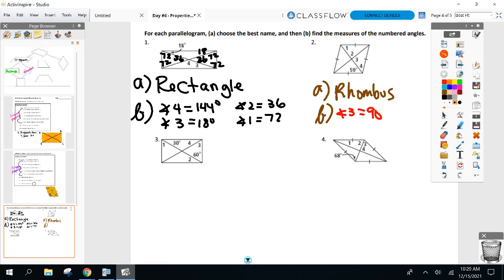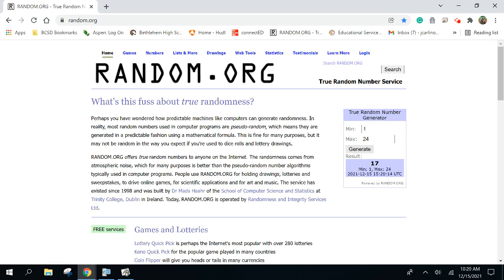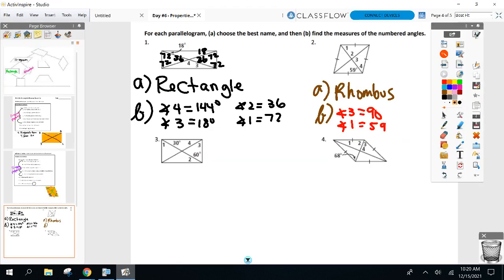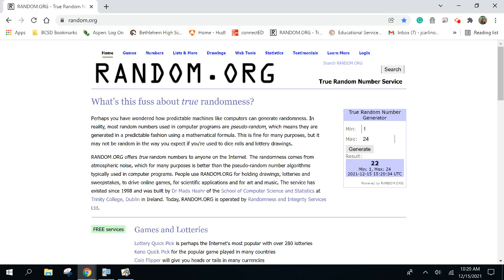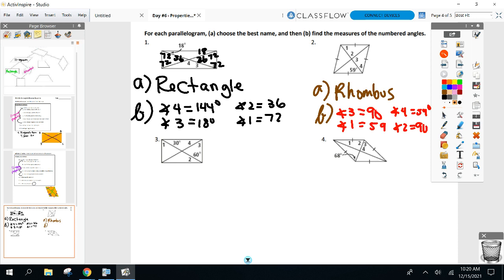Another angle? Angle 1 is 59. It's alternate interior with the 59 I gave you. All right, no issues yet. Another angle? Angle 4 is 59. Hey, that's a property. Diagonals bisect the angles. And then I'm only looking for angle 2, which is the same property that has been used already. 90 degrees. Diagonals perpendicular. Done. Any issues?